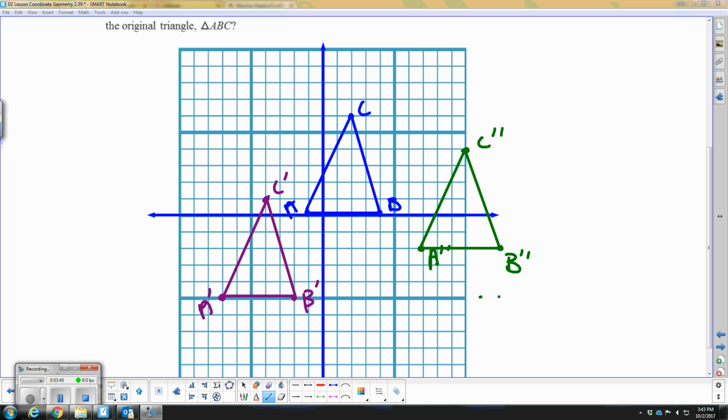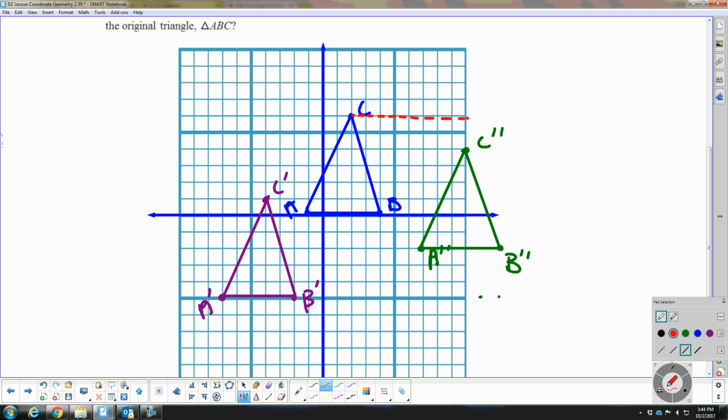And here's my image in green, A double prime, B double prime, C double prime. That's my double transformed image. And the question is, what single rule is equivalent to the composition rule of these 2 translations? Well, if I look at C, how many units did I go horizontally, and how many units did I go vertically? That's going to be the same for all of these.